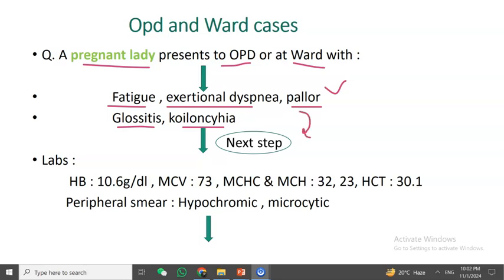did the test. The next step is doing a CBC. So the hemoglobin is 10.6. It shows the patient has anemia, but for which anemia we need to check the MCV. So the MCV is less than 80, it shows microcytic anemia. And hematocrit is also low, so it means the patient has microcytic anemia. In the peripheral smear you did, it shows hypochromic and microcytic features. So most likely it is iron deficiency anemia.